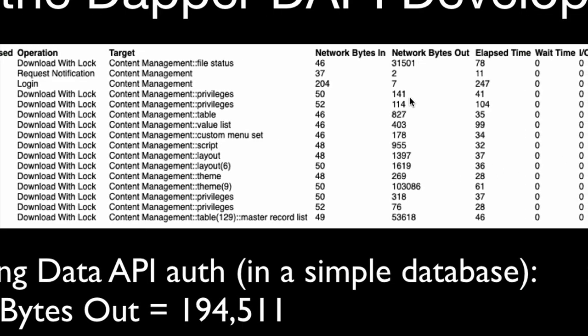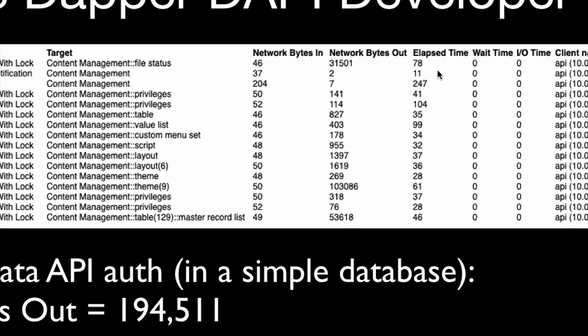And if we look over here at the network bytes out, we can see that there's quite a bit of activity. Just the theme for the starter solution is 103 kilobytes. So that's quite a bit of data. Every time a user logs into the data API, that data is being transferred from the database server to the web publishing engine. And we can see the elapsed time here. When you're looking at these numbers, elapsed time, wait time, I/O time, these are in microseconds. A microsecond is a thousandth of a millisecond, or a millionth of a second. So these are all happening very quickly, but these things add up over time. When you do it 8,000 times, it certainly adds up.